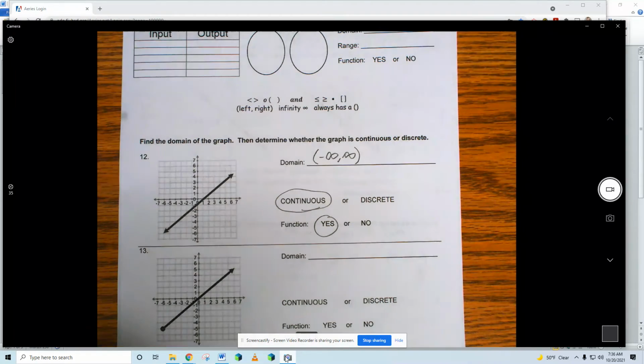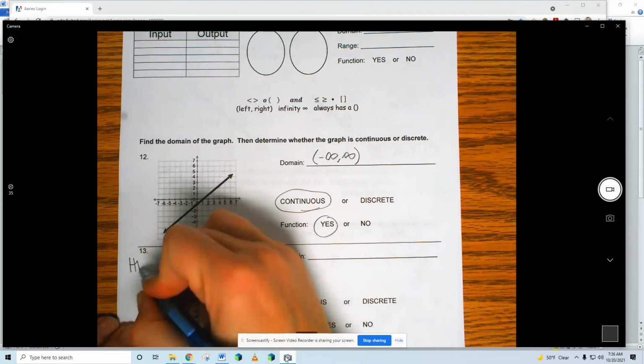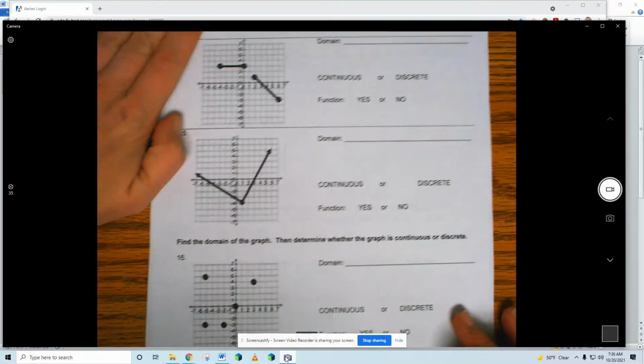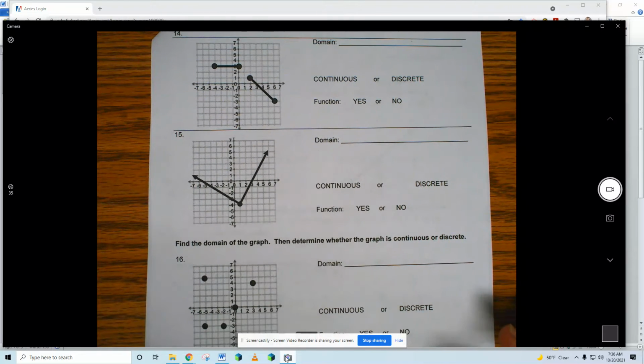Okay. So you can do 13 for homework. And I'll do 14 on the back. Fourteen is kind of a weird looking one.